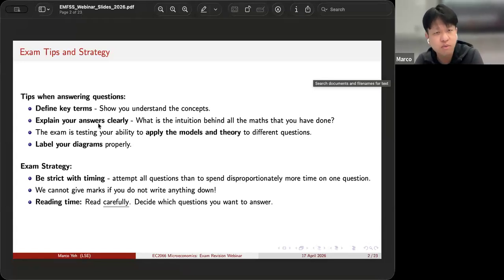Okay, so this is the key tip when you're answering your questions. The exam is testing your ability to apply models and theory to different questions. So what do we mean by that?